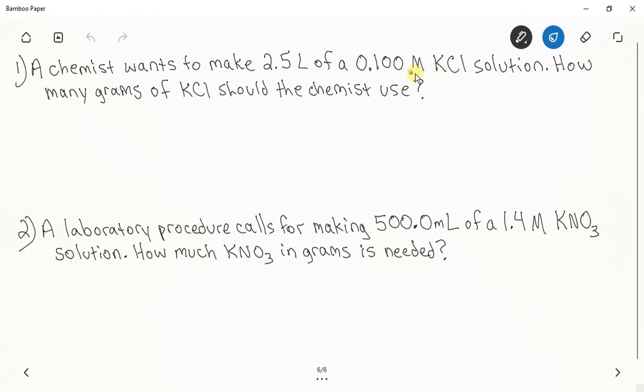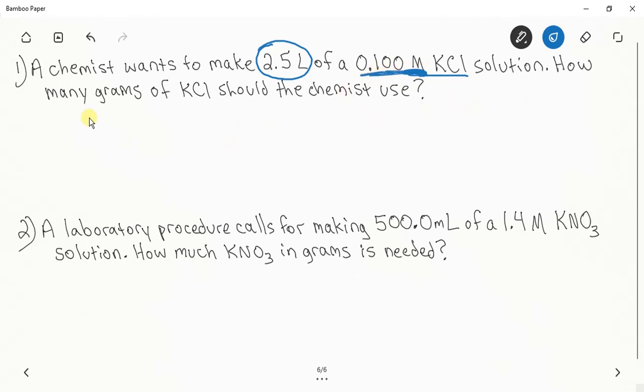Now, a chemist wants to make 2.5 liters of a 0.100 molarity potassium chloride solution. So here's your molarity. How many grams of potassium chloride should the chemist use? Well, he or she wants to make a total of 2.5 liters, but we shouldn't worry about that right now.